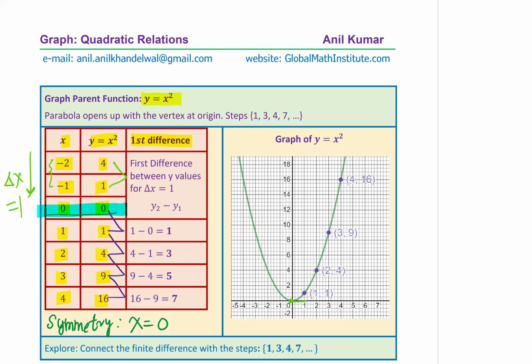So what you notice here is that the numbers increase by 1, 3, 5, 7. You get the idea. So here we check that the steps are 1, 3, 5, 7, and so on, right? So that is how you get these steps.